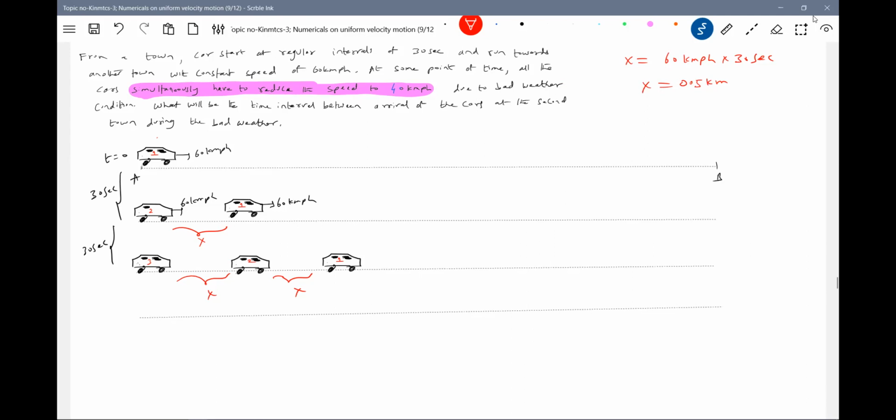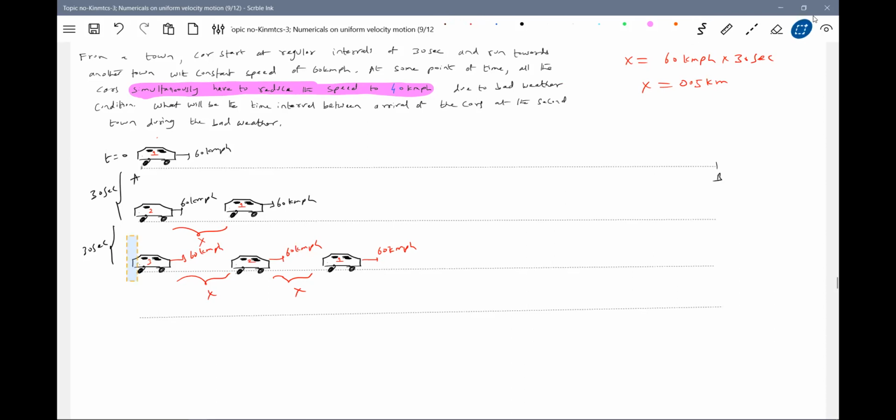Now due to bad weather, the speed of the cars will reduce to 40 km per hour. Then at what point will the distance remain the same? The distance is not going to change. So somewhere bad weather has come.